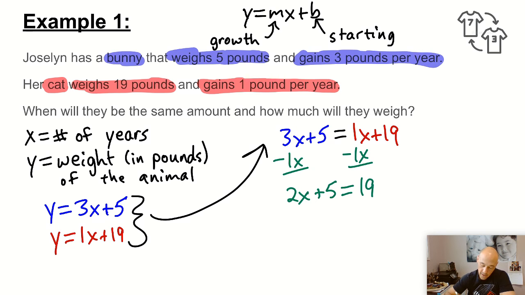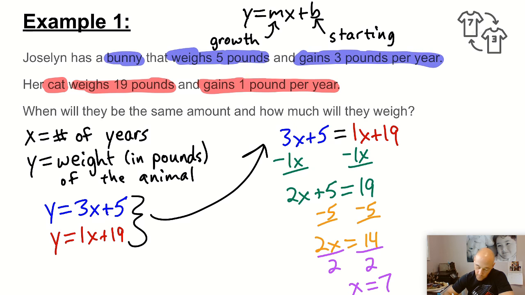Now, to get my x term, the 2x, by itself, right here I'm adding 5 to it, so we need to do the inverse of adding 5, which is subtracting 5. So we get 2x is equal to 14. My next step, well, I have 2 times x. The inverse operation of multiplication is division, so I divide by 2, and I get x equals 7.